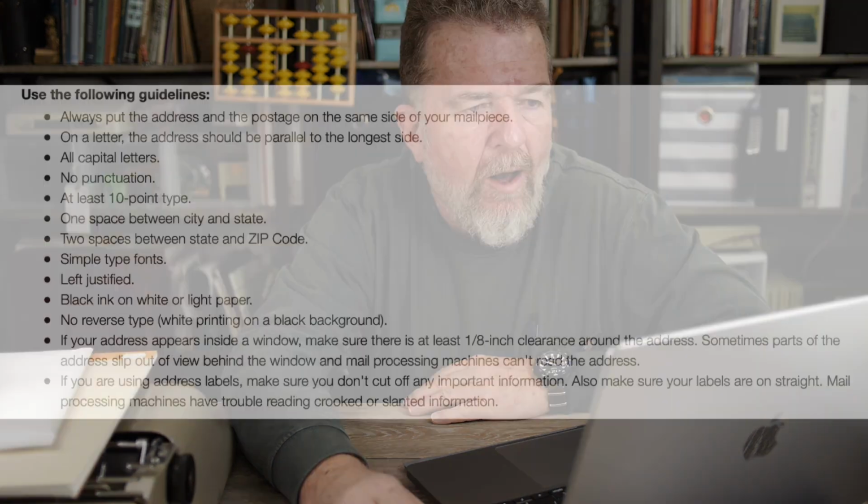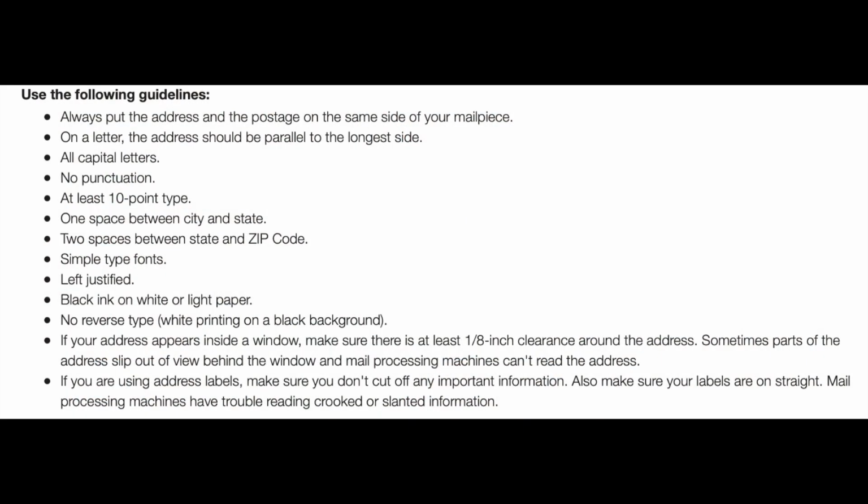Well, so now we come to the point where if you're using the U.S. Postal Service, how do you properly address the envelope? Well, I'm on their website. I'll drop a link down below in the description if you want to study this further, but here are the guidelines for addressing first-class envelopes in the U.S. Postal Service. So always put the address and the postage on the same side of the mail piece. On a letter, the address should be parallel to the longest side. All capital letters. I didn't know that.